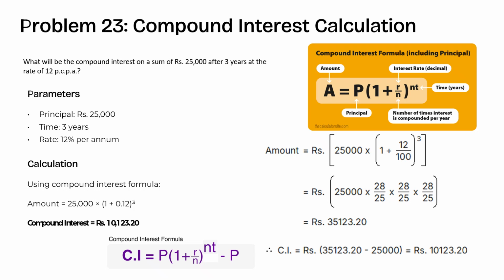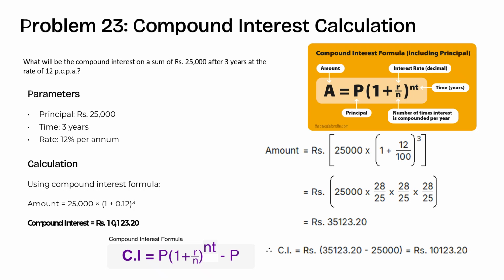Tenure is 3. Here, what is n? n is the number of times interest is compounded per year. Here it is one time, since 12% interest is compounded per annum. They were calculating on a yearly basis, so we need to assume this n is equal to 1. I have not mentioned this step here.